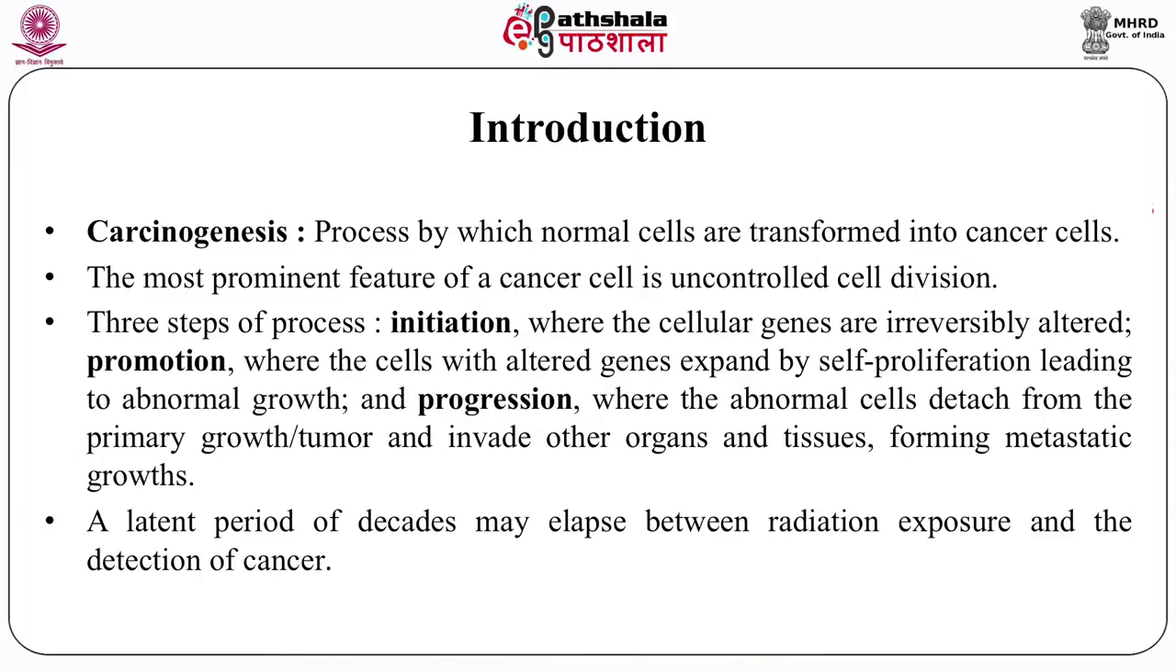Then, in carcinogenesis theory, there is one theory which says that there are three steps or processes. First is initiation, where the cellular genes are irreversibly altered. The second step is promotion, where the cells with altered genes expand by self-proliferation, leading to abnormal growth. And the third step is progression, where the abnormal cells detach from the primary growth or tumor and invade other organs and tissues, forming what we call in clinical language metastatic growths. That means a tumor has started growing not only at the original site where it was formed, but at different locations by traveling through blood or lymph fluid.